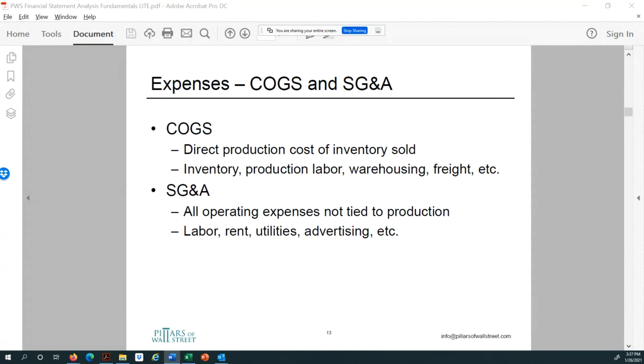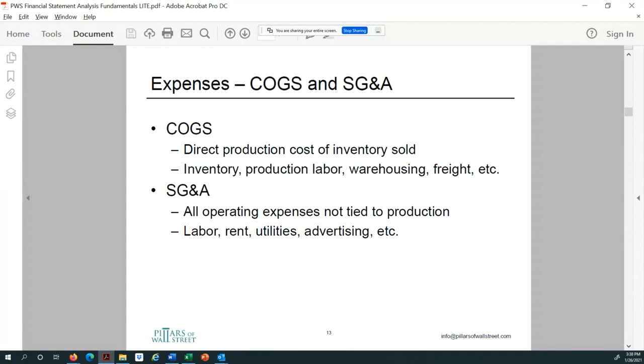Okay, but keep in mind that things like rent, insurance, labor, utilities related to a manufacturing plant are actually going to be in COGS, because those costs are related to producing inventory that the company sells. Whereas the same line items, things like rent, insurance, labor, utilities related to, let's say, the corporate headquarters, the executives, the HR department, all of that would be SG&A, because that's not directly tied to producing inventory. So that's how you want to break out items.